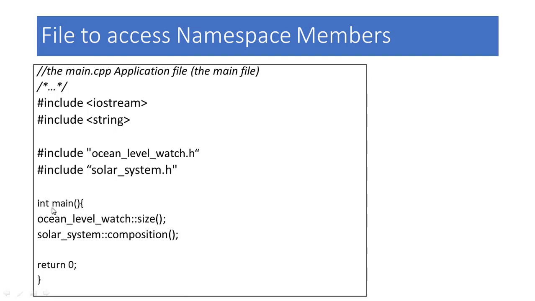Here we say int main. In the body of the main function, we say ocean_level_watch::size, which means we are using the size function inside the ocean_level_watch namespace. The same thing here, solar_system::composition. This shows that we are using the composition function inside the solar_system namespace. So this is how you can access namespace members in an application.